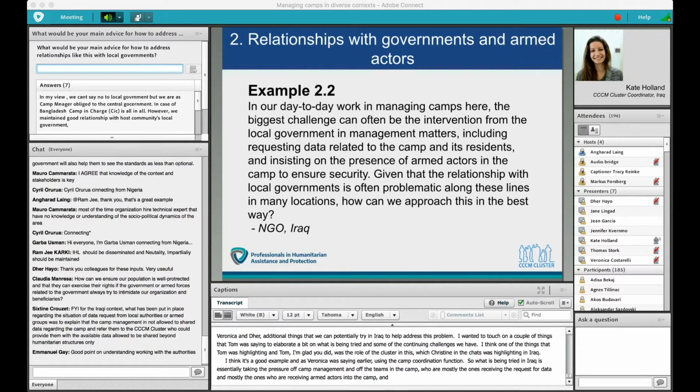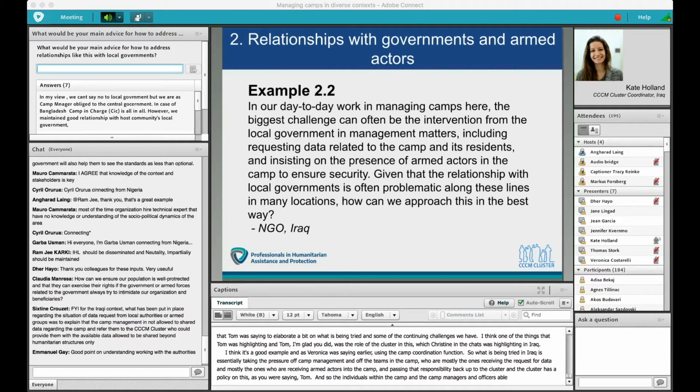So the cluster has, indeed, as you were saying, Tom, a policy on this, and so the individuals within the camp, the camp managers, the camp officers, are then able to say, it's not their decision, they're following the policy of the cluster, and that takes quite a bit of the pressure off them.